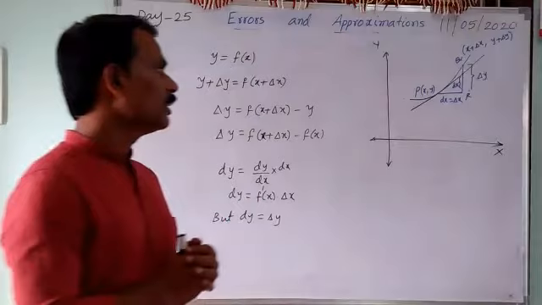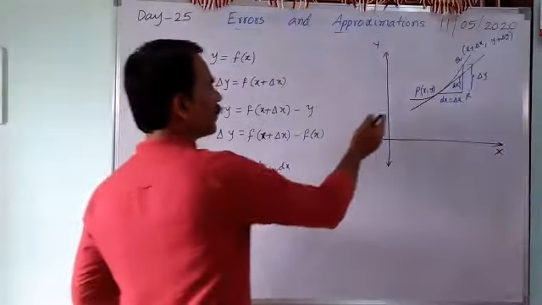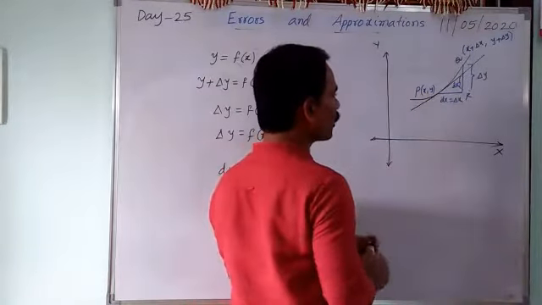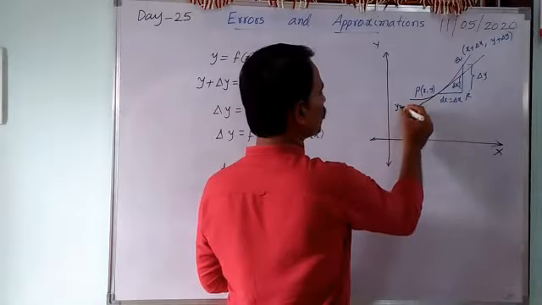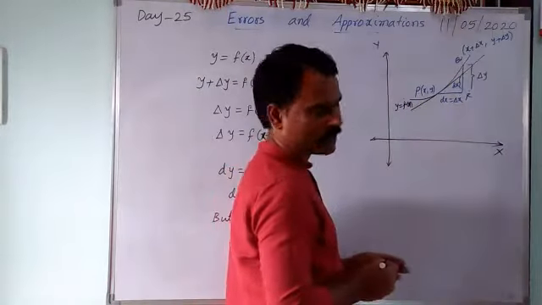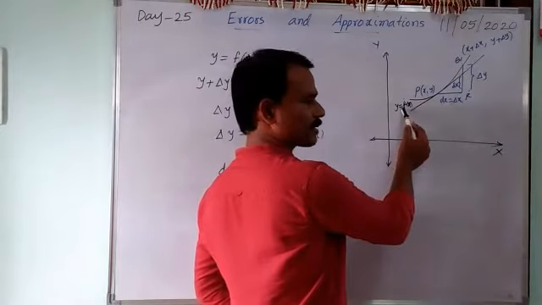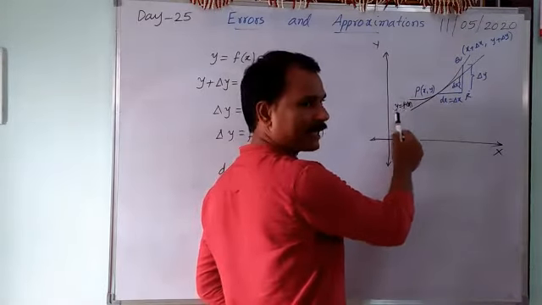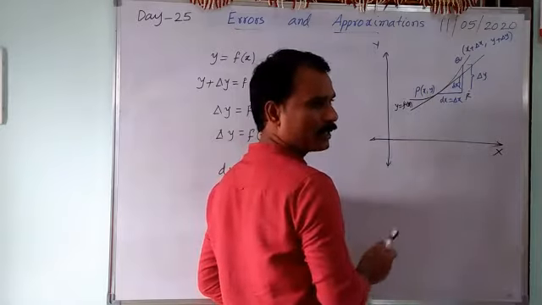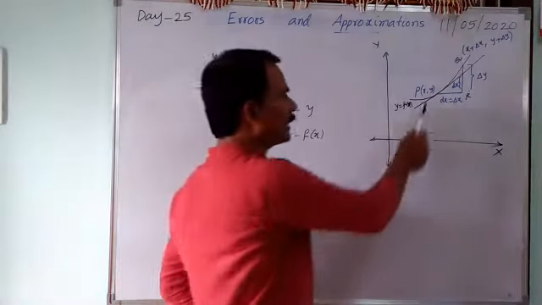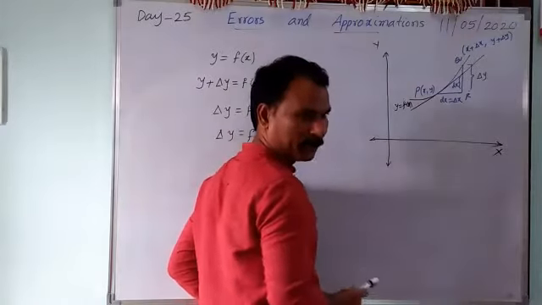Just listen. Why I have drawn this: generally it is a curve. Curve means what do you feel? y is equal to f of x. If you calculate dy by dx for this function, what do you get? You will get the slope of a tangent at x comma y.